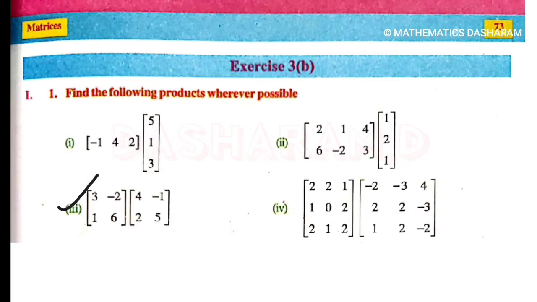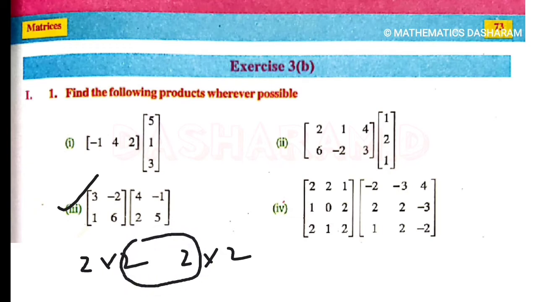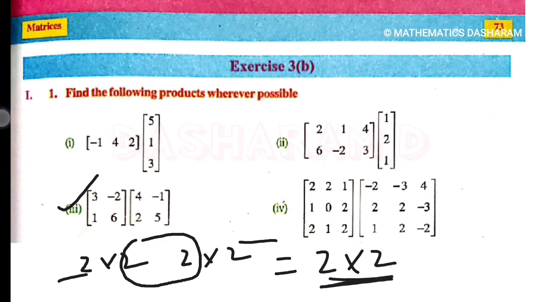Next, the third question: 3 minus 2 1 6. So the order is 2 by 2. 4 minus 1 2 5. Its order is also 2 by 2. Here the number of columns in the first matrix is equal to the number of rows in the second matrix, so the product is possible. And what is the order of the answer matrix? Definitely 2 by 2, because here the extremes will come as the order.